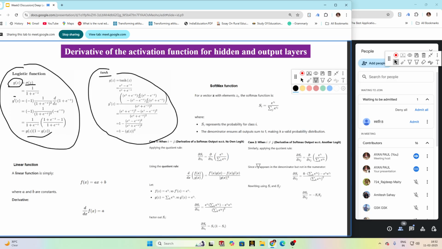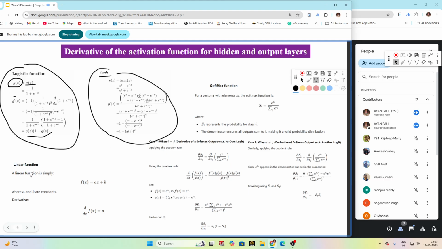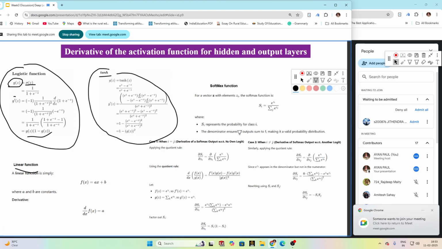Now what are the activation functions of the output layer? For the output layer, we use two types of activation function. If we have a regression problem, we use a linear function. It is very easy to take the derivative of a linear function, that will be a constant only. You will find f dash x is equal to dy/dx of ax plus b, that will be equal to a only. That constant attached to your linear input is the derivative of a linear function. Now about the softmax function.